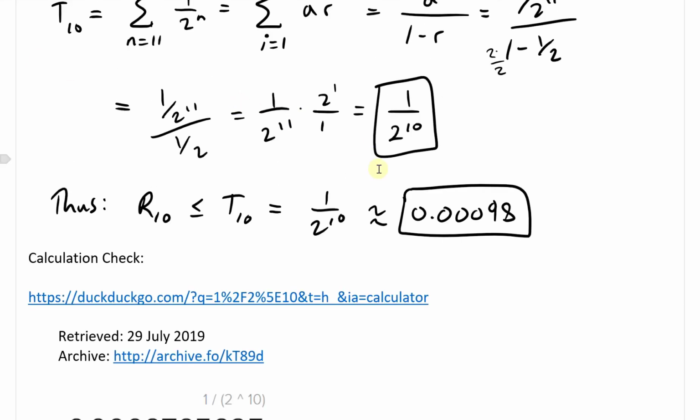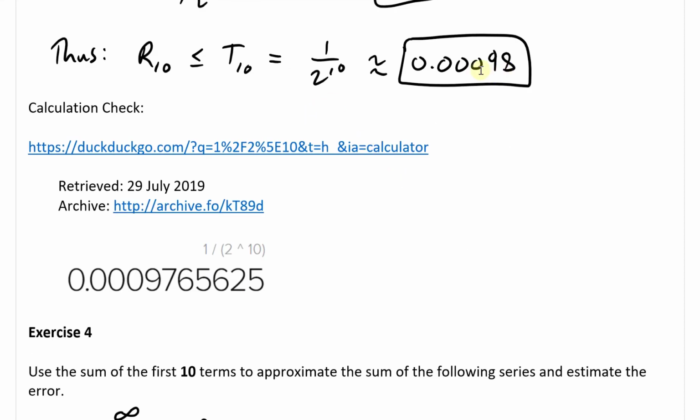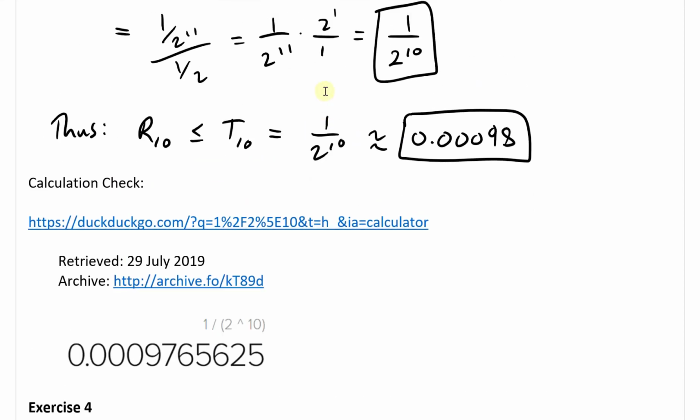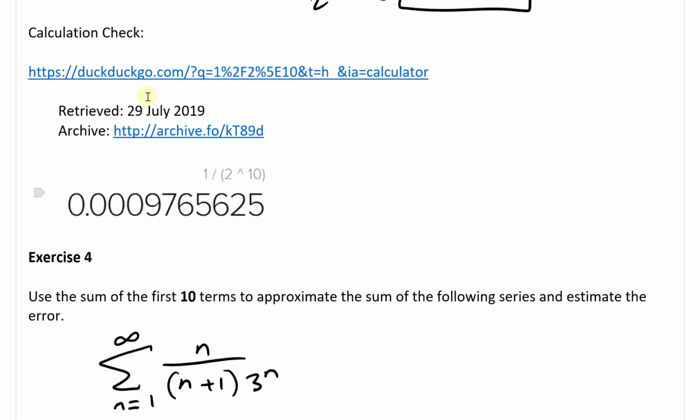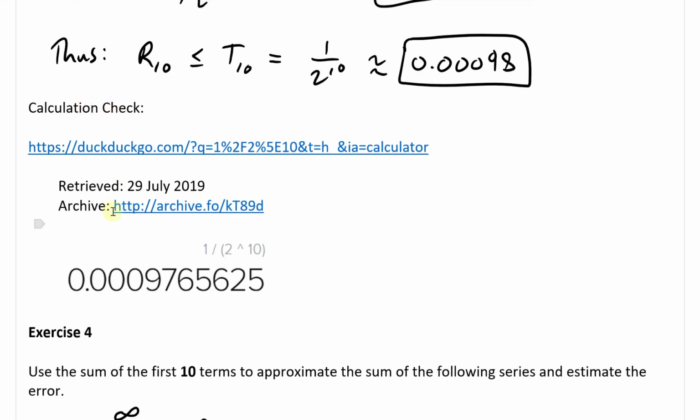Now to do a calculation check, this one again, as I showed before, is not as fine-tuned on my OneNote built-in calculator. So I'll just use DuckDuckGo right here. You can just search it there. So calculation check. Just type it in, 1 divided by 2 to the power of 10. It's going to equal 0.0009765, and so on. And this one, my solutions manual rounds up to 0.00098. So yes, it is good.